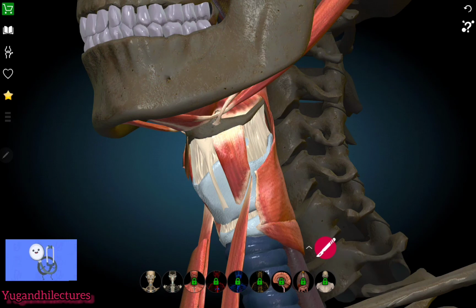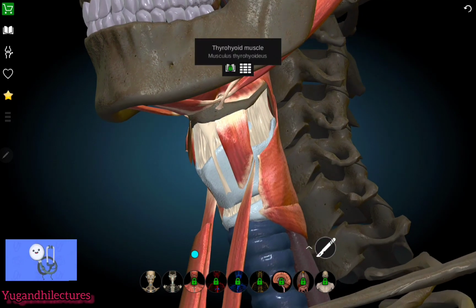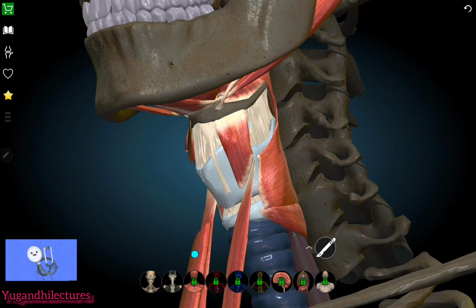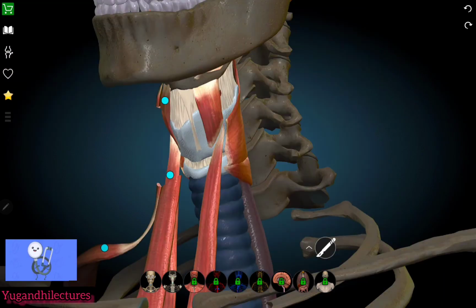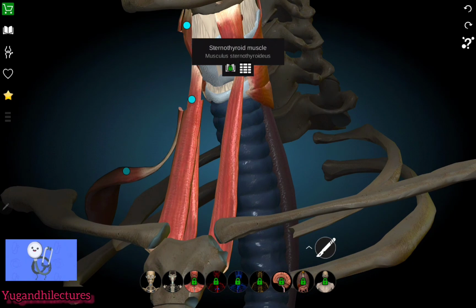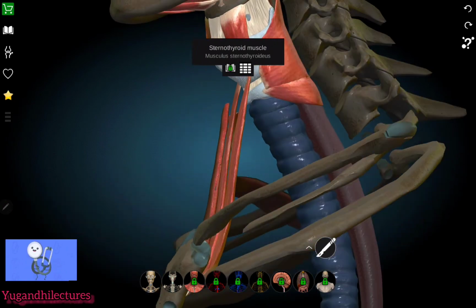The first muscle we are going to look at is the thyrohyoid muscle. Here you can see the muscle. It is attached to the hyoid bone and here to the oblique line of the thyroid cartilage. Separate videos are posted regarding the origin and insertion of these muscles, the suprahyoid and the infrahyoid muscles. You can check out my channel for that. Here you can see the sternothyroid muscle. It also gets attached to the oblique line.